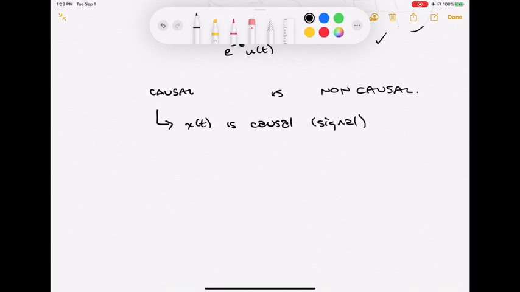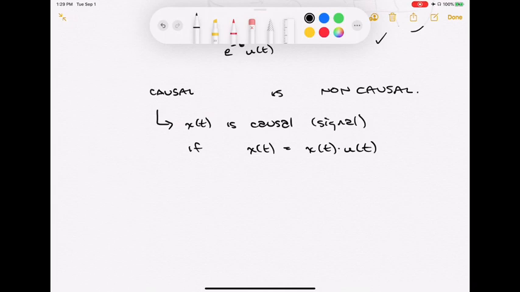It is a causal signal if x of t equals x of t times u of t. What this means is that the signal must be 0 for all time less than 0. It has to start at 0 and then have its non-zero content go forward of that. Non-causal is anything that doesn't satisfy that.